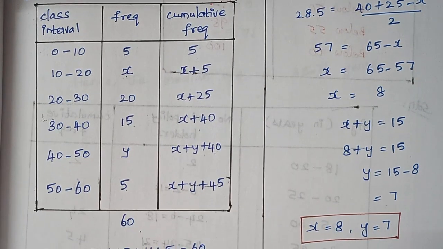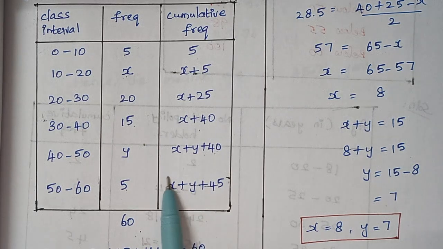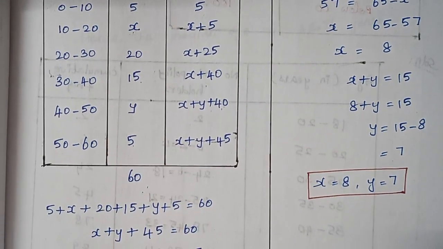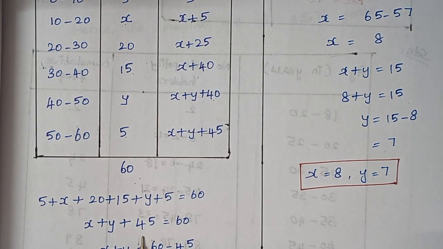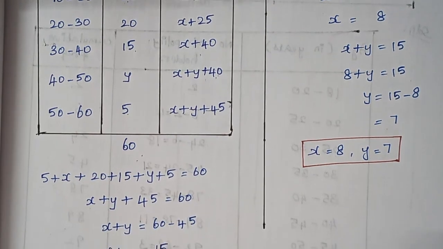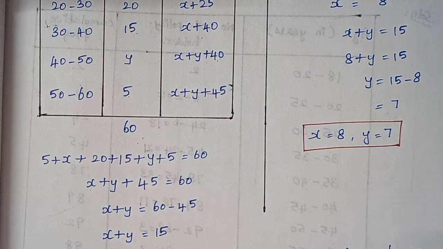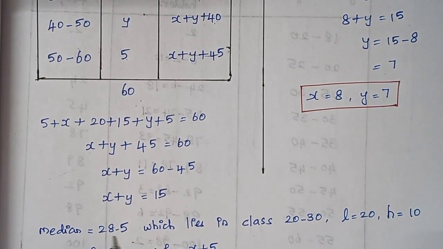Now here the total value of frequency is given as 60. That is, this term is equal to 60. So x plus y plus 45 makes 60. So x plus y plus 45 is equal to 60. When you move this 45 to the right hand side, this becomes x plus y is equal to 15. Now here the value of median is given, right? So the value of median here is 28.5.